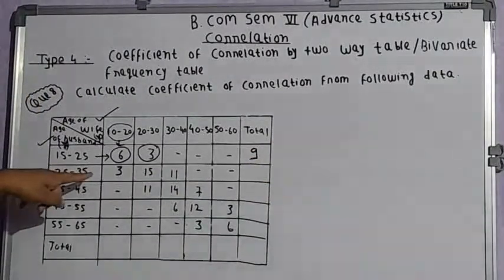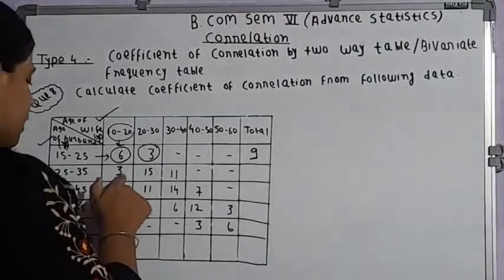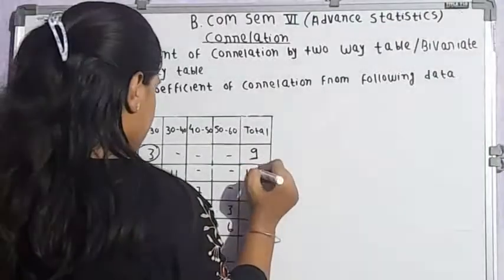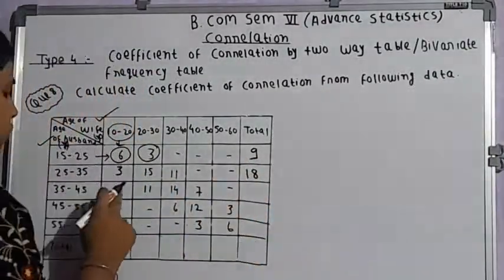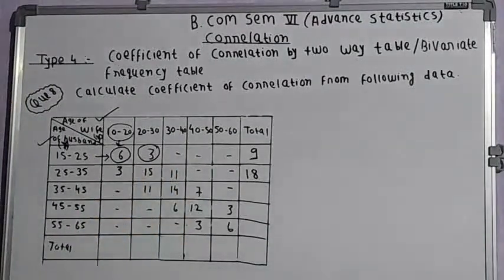Then 25 to 35. Here we have 3 and 15. 15 plus 3 is 18, so it will be 18. Then 35 to 45. Here we have 11 plus 14 plus 7. We have to make the total of this, 11 plus 14 plus 7, so we will get 32.